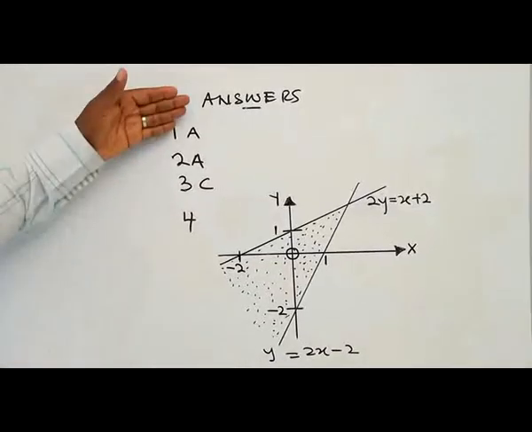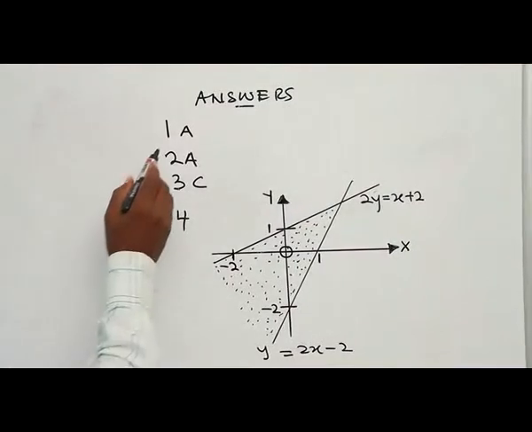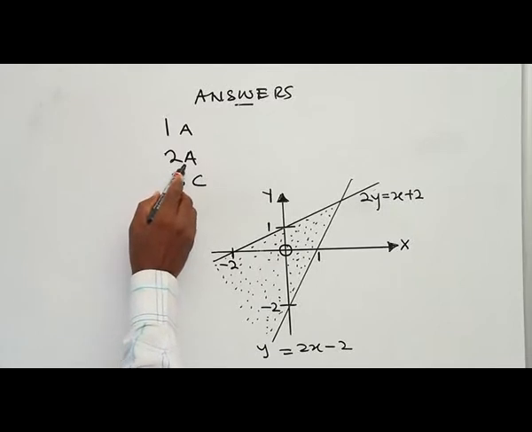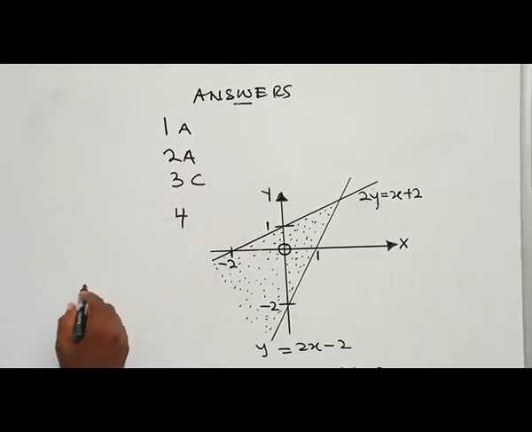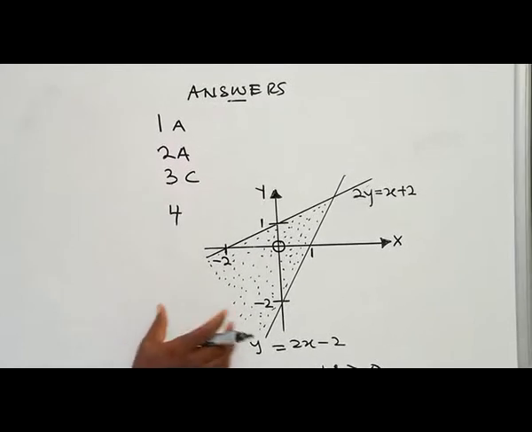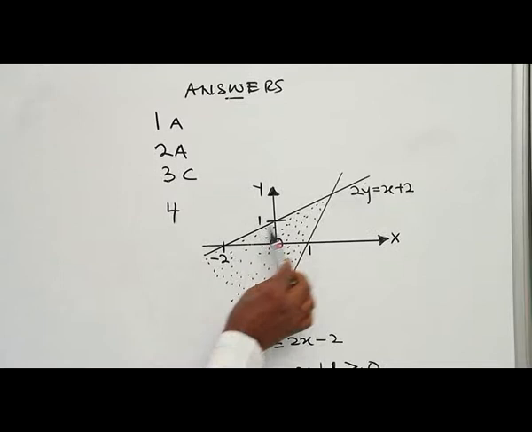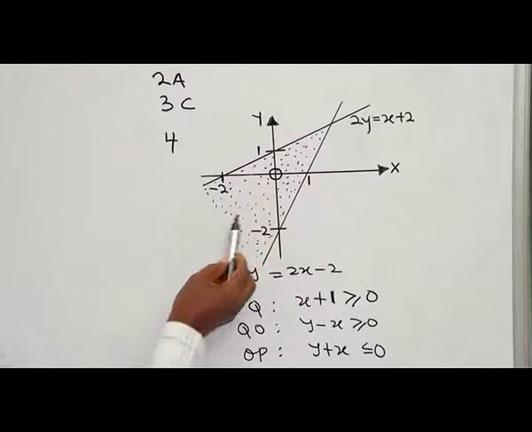Here are the answers to the exercise. Number 1, option A is correct. Number 2, option A, correct. Number 3, option C. And question number 4, this is the diagram representing the solution set of the inequalities represented. You can see the region that is shaded.